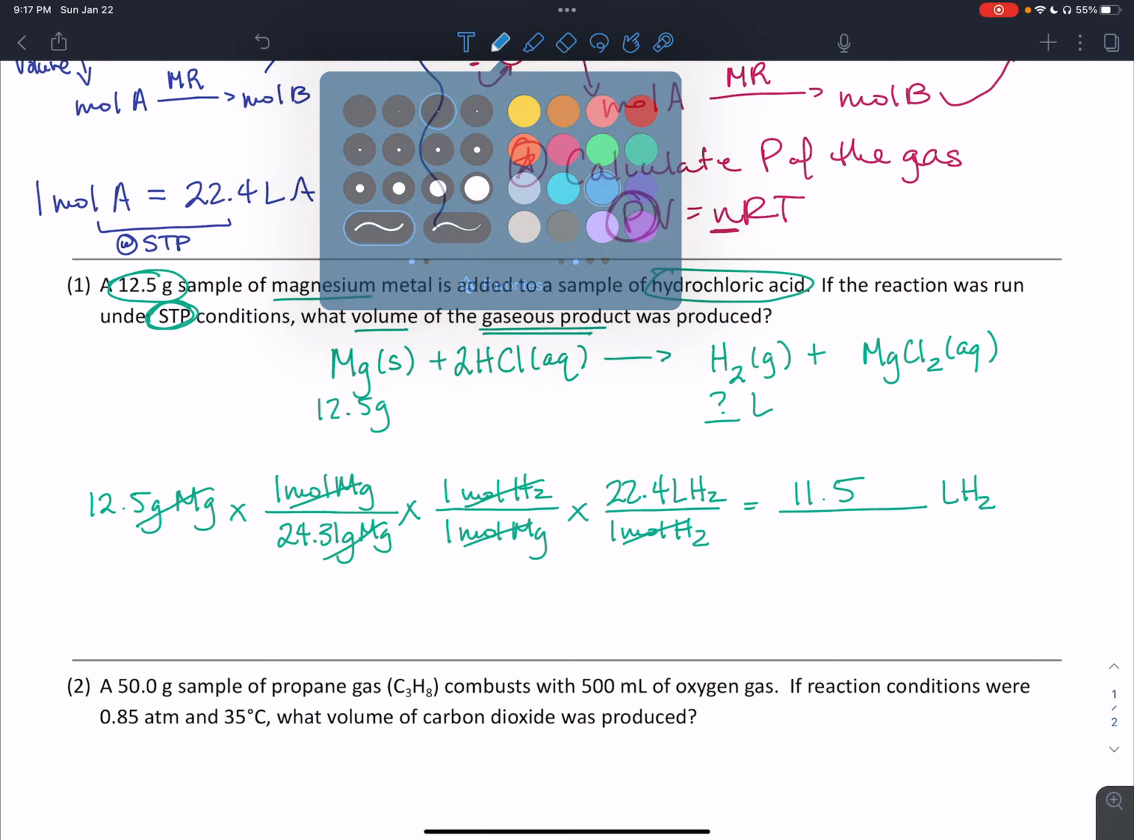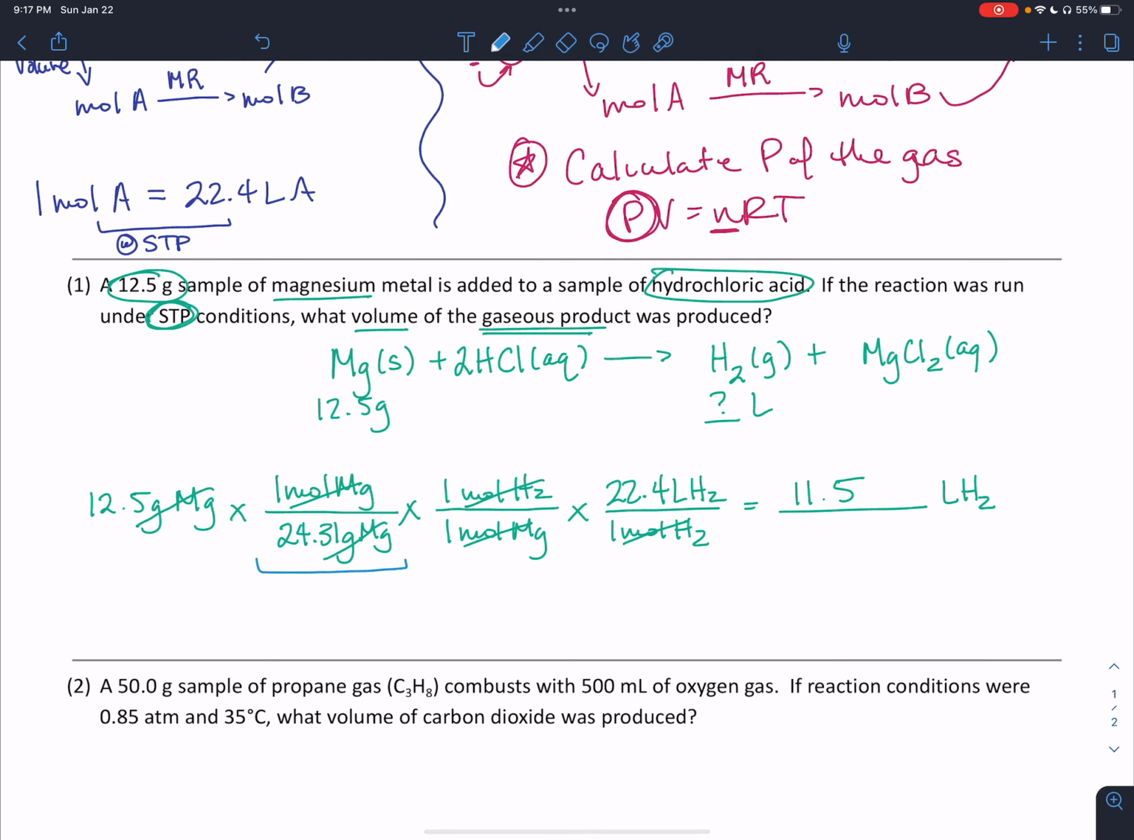I want to point out each step here. This is a step we should be familiar with. That's our molar mass step. This second step is also one we should be familiar with. This is our mole ratio, not molar ratio. I guess you could call it that. And then this is our new step, molar volume. Again, that is only possible because the problem told us that we were under STP conditions.